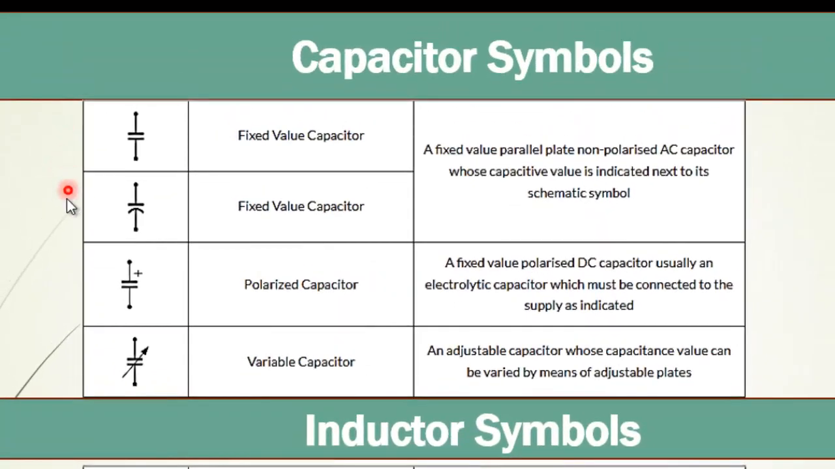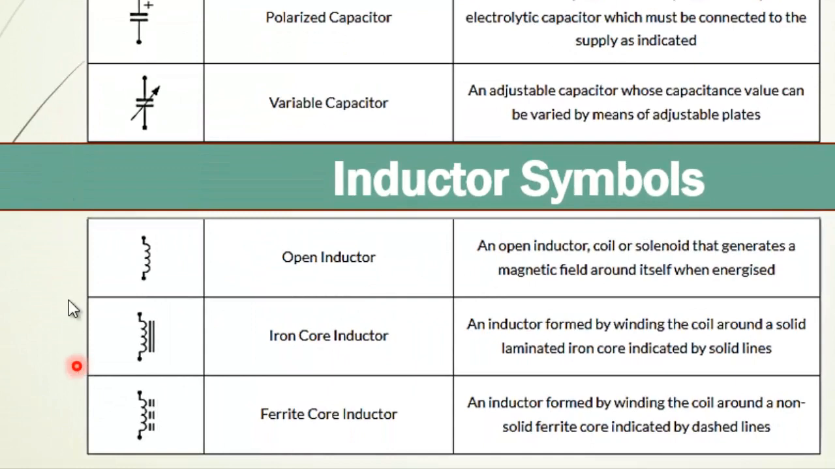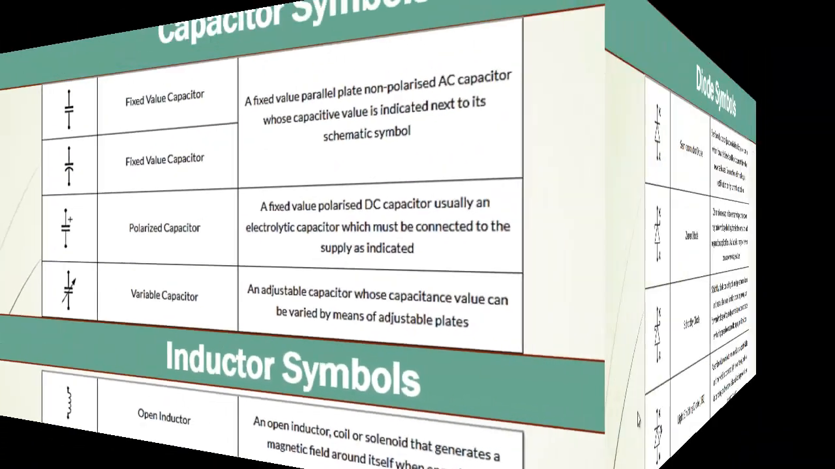Again, these two symbols are used for the fixed value capacitor. Next is the polarized capacitor, indicated by the positive sign on one side. And the last one is for the variable capacitor. Then we have three different types of inductors. The first is the open inductor. Next is the iron core inductor. And finally we have the ferrite core inductor for high frequency applications.